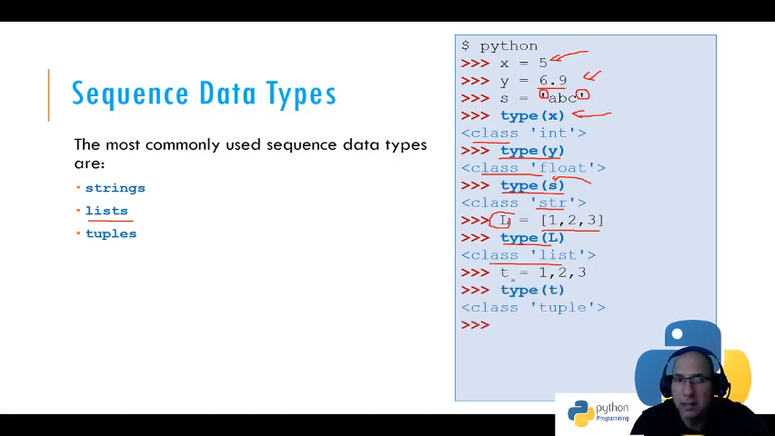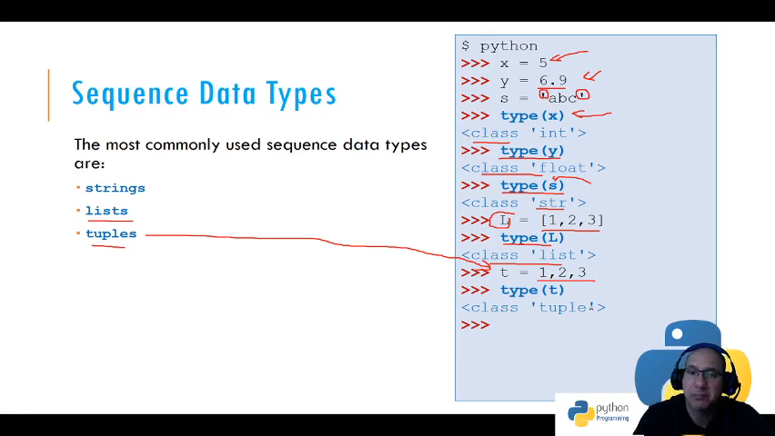Also, for tuples, as I said before, tuples are a sequence of values separated by commas. So in this case, I have t as a tuple because I gave it a list of comma-separated items, 1, 2, 3. This will create a tuple for me and save its address, its reference, in t. And when you check the type of t, you will get class tuple.